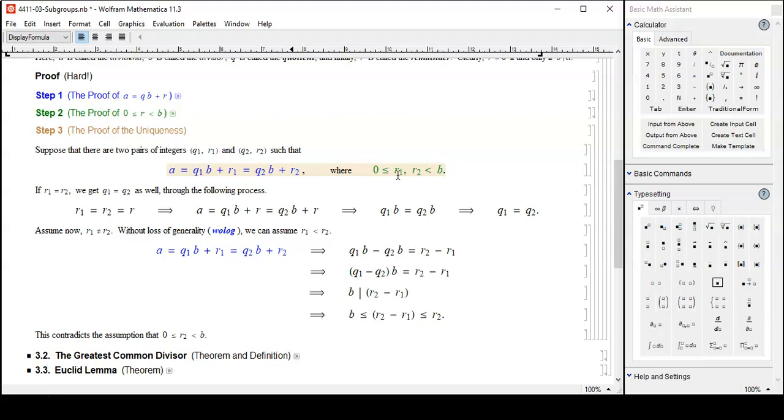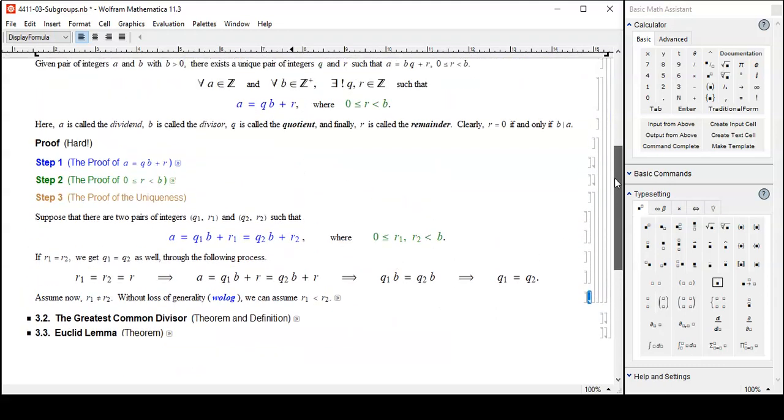You see, R1 is greater than or equal to 0, we assume, so R2 minus R1 is less than or equal to R2. And then B is less than or equal to R2 minus R1 because B divides R2 minus R1, and they're both positive integers. So the smallest I can multiply is 1. I cannot multiply by 0. B times 0 is 0. In that case, R2 minus R1 is 0, so they are the same. Then Q1 and Q2 are the same. We go into this. So B is less than or equal to R2, and there goes a contradiction.